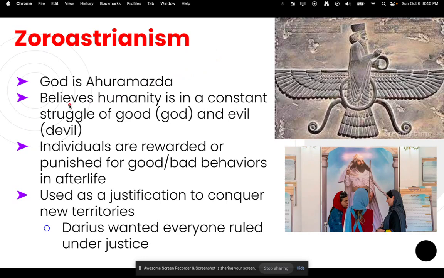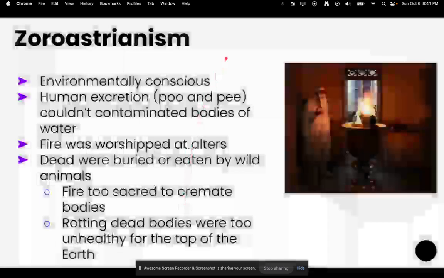Zoroastrianism believes that humanity is in a constant struggle of good, which would be represented by God, and evil, which was represented by a devil. Individuals are rewarded or punished for good or bad behaviors in the afterlife. And Zoroastrianism was also used as a justification to conquer new territories. So, for example, if Darius wanted a new territory and he wanted to go conquer it, he would be like, well, those people need to be under Zoroastrianism. They need to know justice, so I'm going to go conquer them. So that's why it was used as justification.